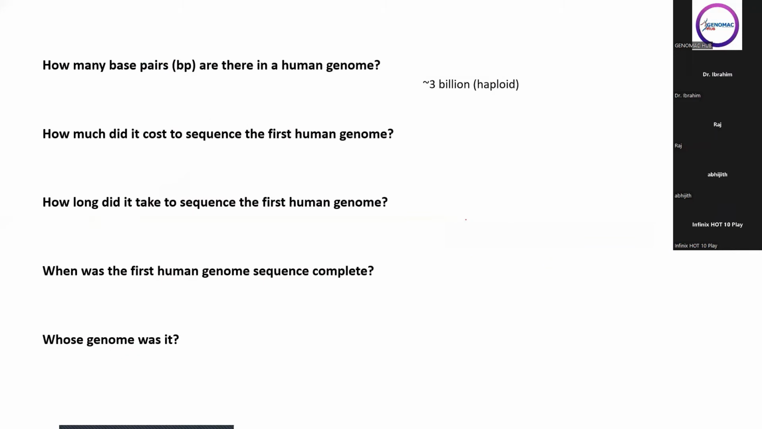Here are some queries. For example, how many base pairs are in the human genome? In a haploid genome, we have 3 billion base pairs. Next question: how much did it cost to sequence the first human genome? It's around $3 billion. How long did it take to sequence the first human genome? It's around 13 to 16 years. And as we know, the first human genome was completed in 2003.